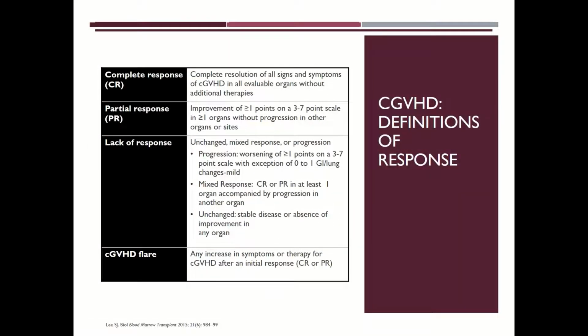When assessing patients with chronic graft versus host disease to determine if they are responding, it's important to know what the standardized response definitions are. These are listed on this slide and come from a publication by Stephanie Lee and colleagues. The ideal outcome is, of course, complete response, which means complete resolution of all signs and symptoms in all evaluable organs without need for additional therapies. Partial response is also valuable and defined as an improvement of at least 1 point on a 3 to 7 point scale in at least one organ without progression in other organs or sites. Undesirable outcomes are unchanged, mixed response, or progressive disease under the lack of response category, and these will prompt a change in therapy.